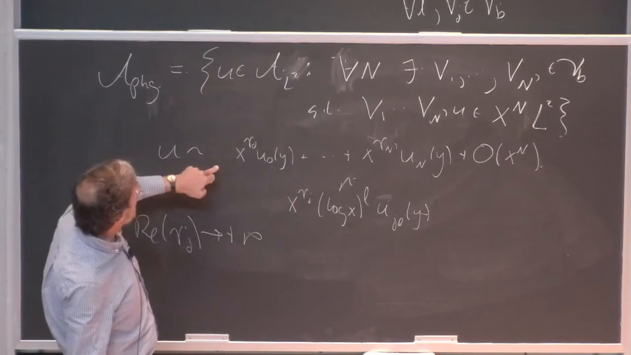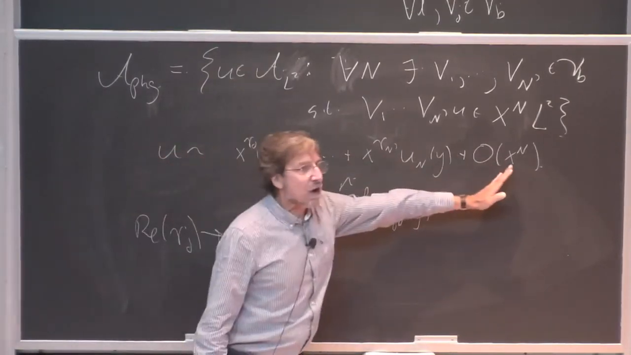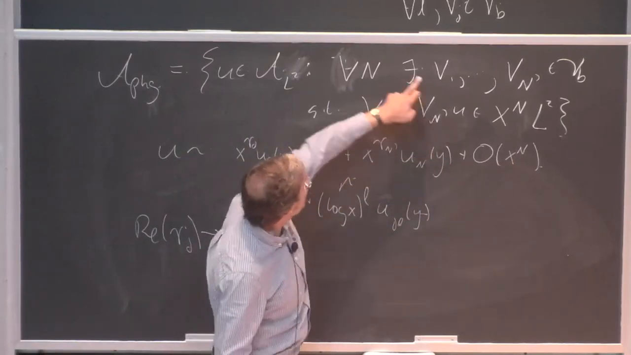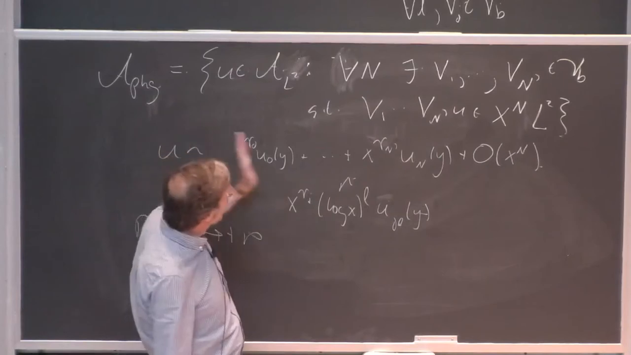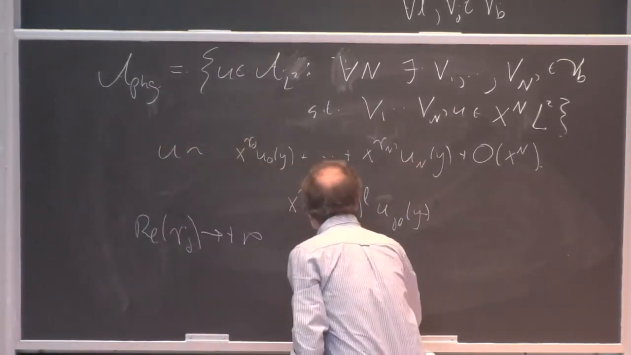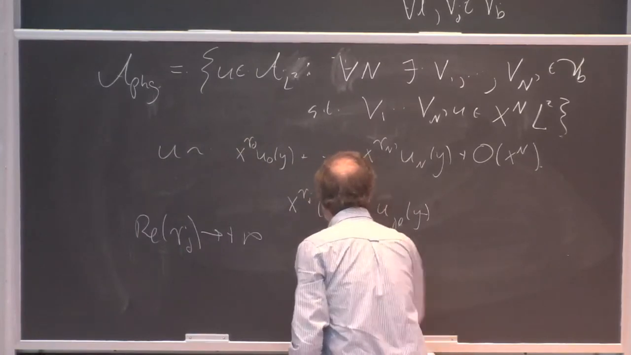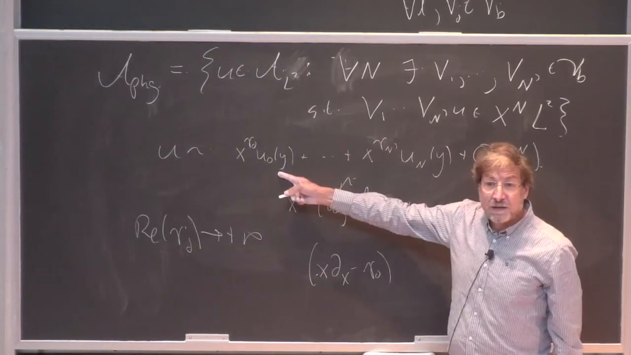Why does this mean the same thing? Well, precisely that if I have an expansion like this, the point is that's why n primed and n are different. There might be many more exponents or many fewer than n. I have to kill off all of these. How do I kill off this guy? Well, I take x dx minus gamma zero. That's a VB vector field, right? It kills off this guy.